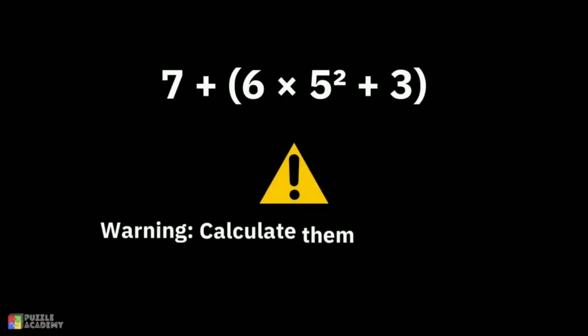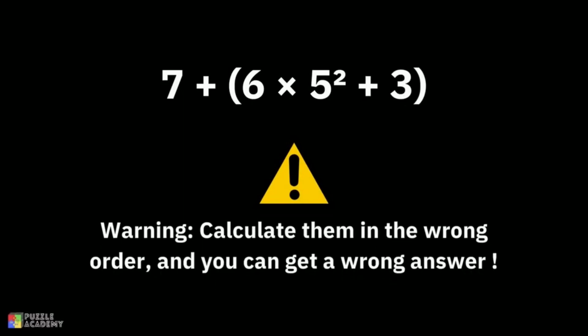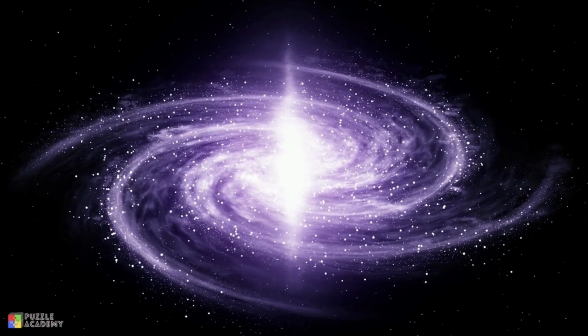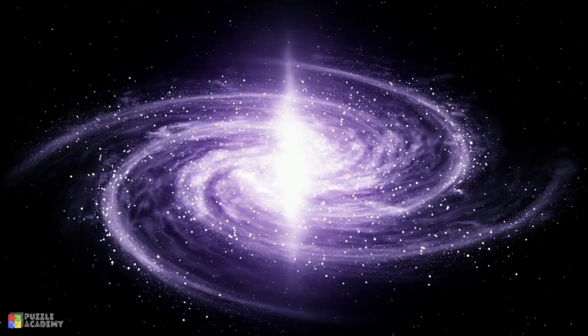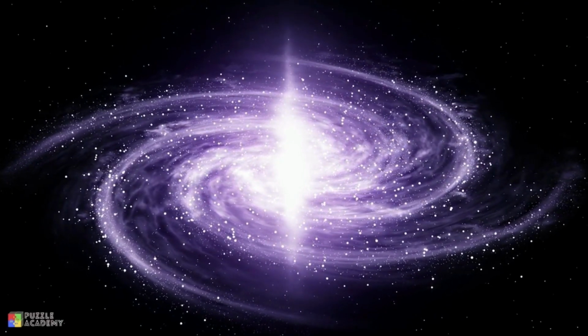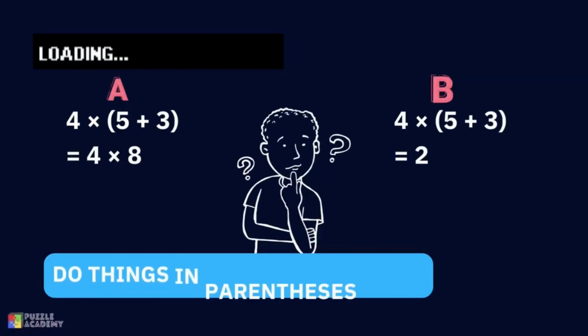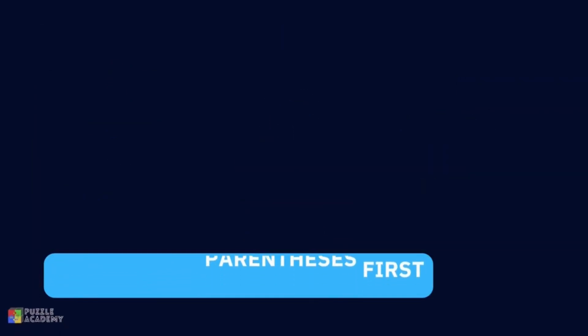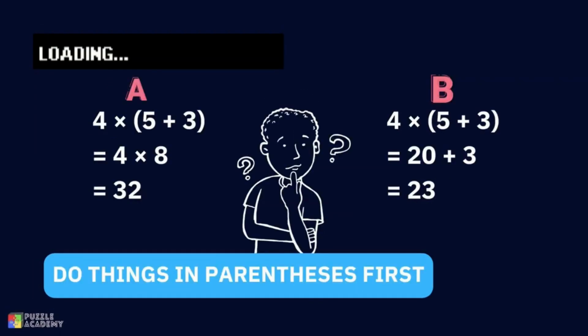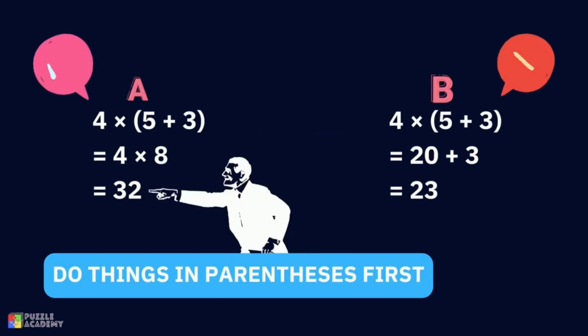Warning: calculate them in the wrong order and you get a wrong answer. So long ago, people agreed to follow rules when doing calculations, and they are the order of operations. Do things in parentheses first. Which one is correct? Very good. In the parentheses, we get the sum first of 5 and 3, then we multiply by 4, so we get 32.